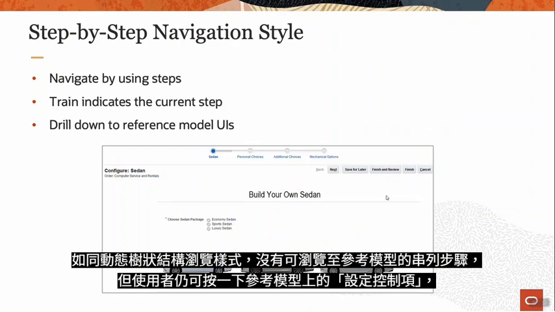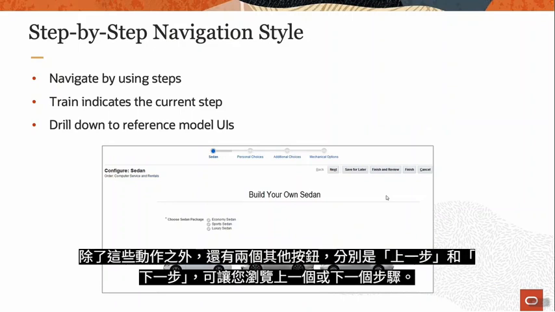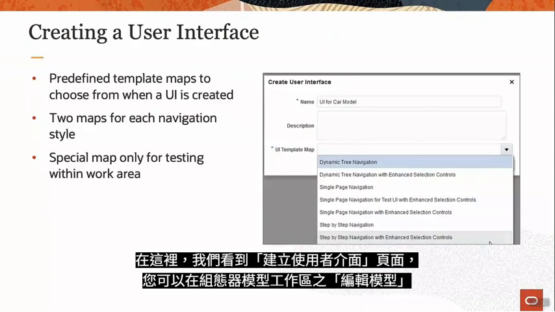Here, we see the Create User Interface page where you create user interfaces for a configurator model on the User Interfaces tab of the Edit Model page of the configurator model's work area. When you create a UI, you must choose a template map as the basis for the UI pages. Predefined template maps are provided for each of the navigation styles, and the icon could indicate whether an item was selected by the end user or by a rule.